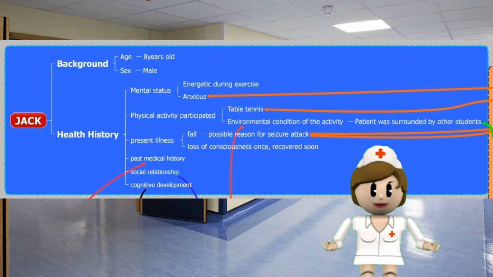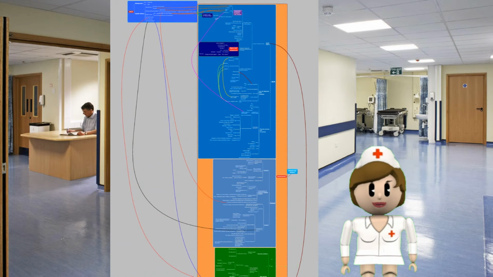The first part is mental status, which indicates his anxiety because he got an unexpected seizure attack while playing table tennis. Talking about his present illness, he fell accidentally and lost consciousness once but recovered soon. Moreover, we may find out information about his past medical history, social relationship, and cognitive development in the assessment part.